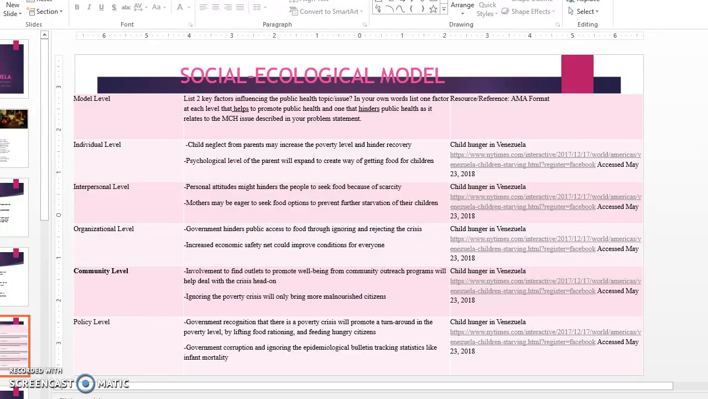This next slide talks about the social ecological model that we are familiar with, and I looked at the community level, and that just involves outlets to promote well-being from the community and what programs would work best. And ignoring the poverty crisis would only bring added strain and stress to those that are already in dire straits.